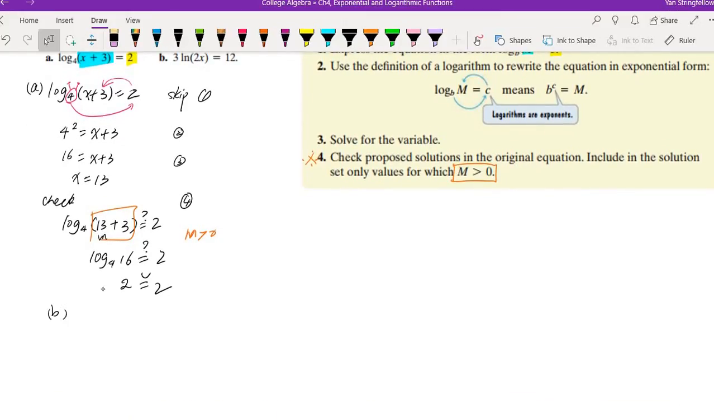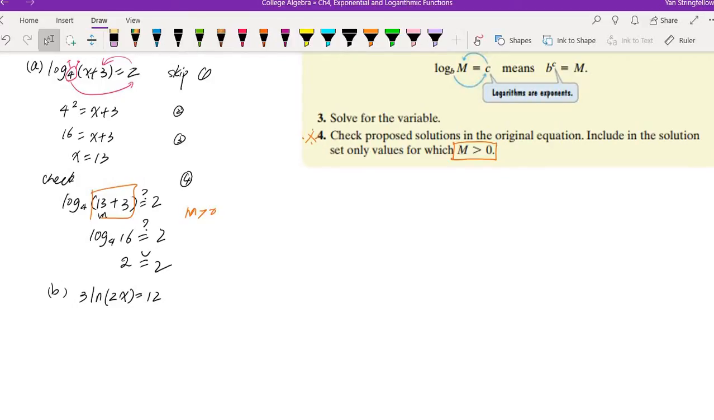Part B, we have 3 natural log of 2x equal to 12. We want to get rid of the 3 because that's multiplying your natural log, so we divide both sides by 3. This is going to cancel, so we're going to have natural log of 2x equal to 4. Natural log is actually just a log; our base is e. If you forgot, make sure you remember that. Natural log is basically just a log base e. That is our step 1.